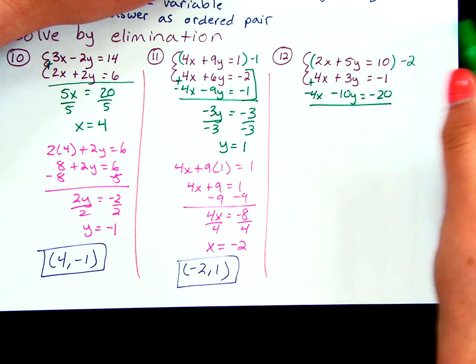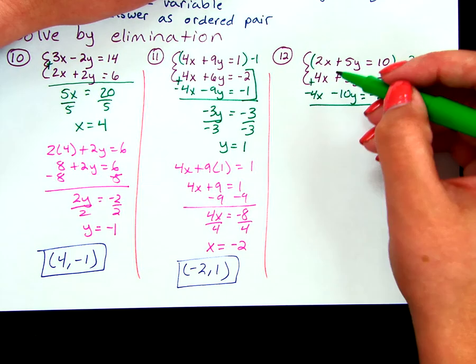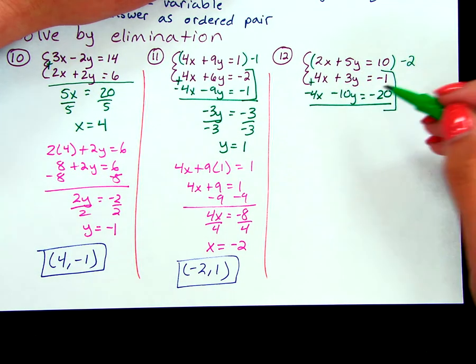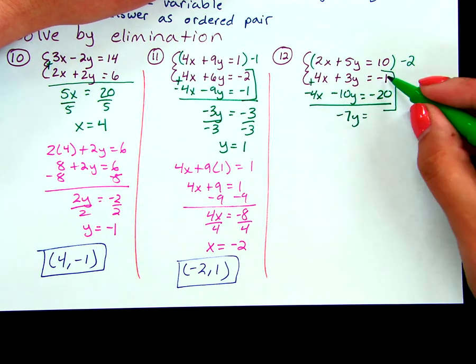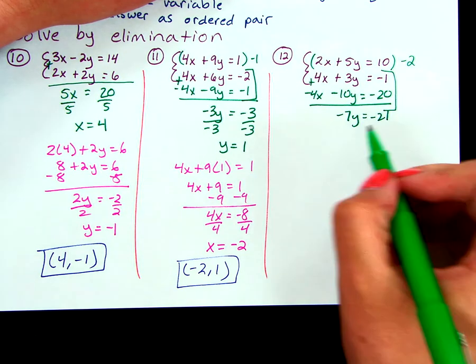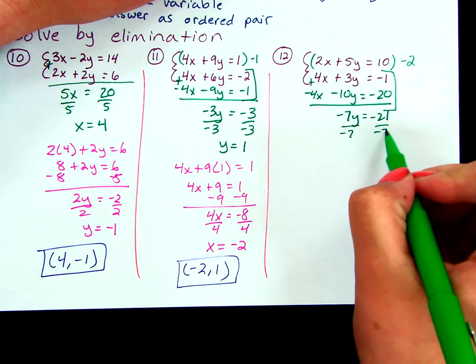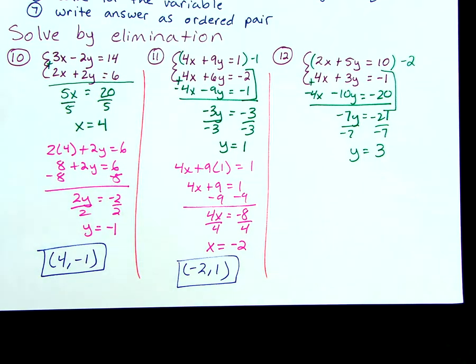We're going to add these together. Again, it's the bottom one and the one that I just wrote. That's what we're adding together. The x's cancel. 3 minus 10y is negative 7y. Negative 1 plus negative 20 is negative 21. Now we're just solving for y. We would divide by negative 7, so y would have to be a positive 3.